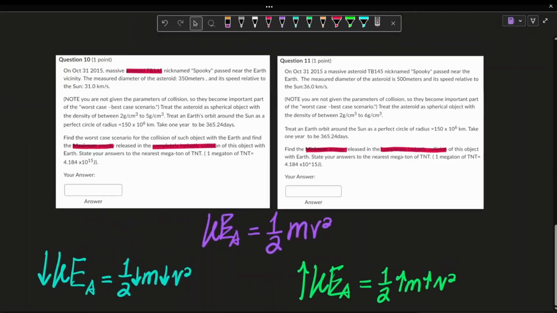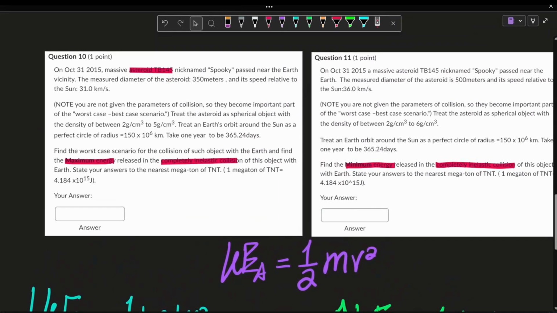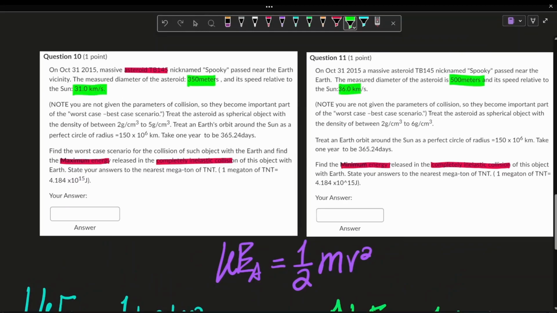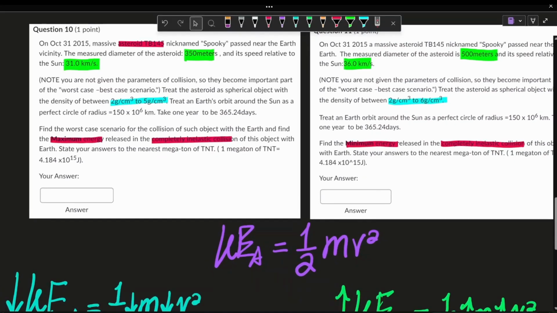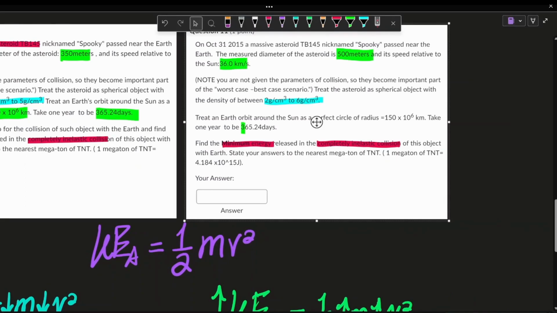Well, if we read the problem, we know we have an asteroid of a fixed diameter, and of course the sun. It has a speed relative to the sun that's constant, so there's no acceleration. But we know that the density of the asteroid can differ. But we also know everything else stays constant, so the radius of the Earth and its period stay the same.